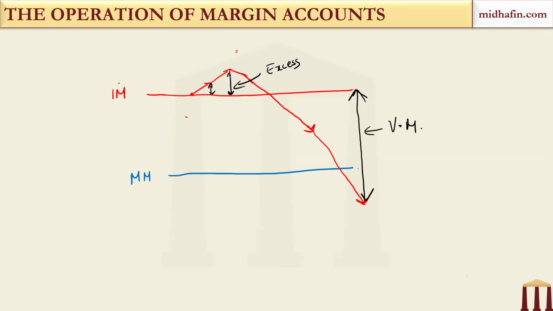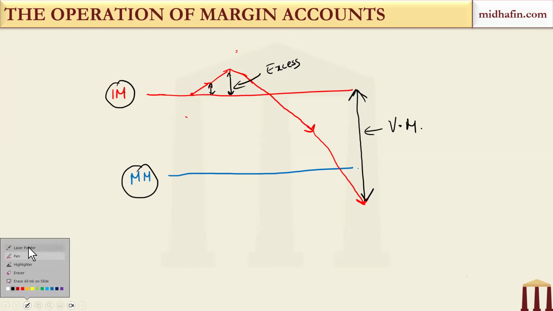This is your initial margin. This is your maintenance margin. Now you see, you start at this point. Your margin account balance increases initially, right? If it is increasing, it's an excess. Now there are some rules with respect to interest also on this excess, but again, that is not a part of the curriculum, so we'll not discuss it.